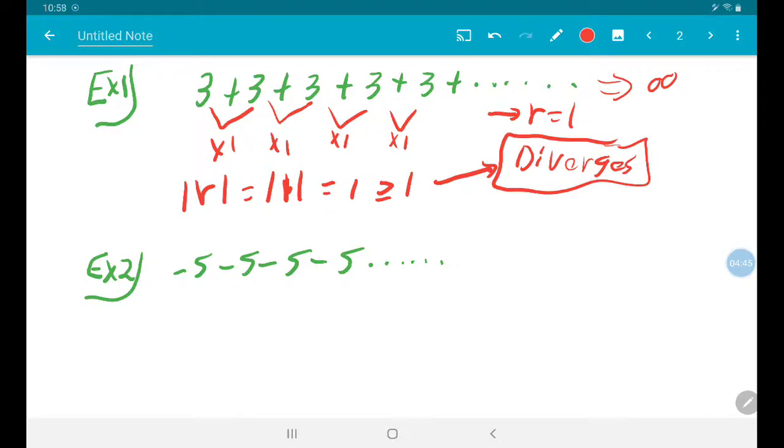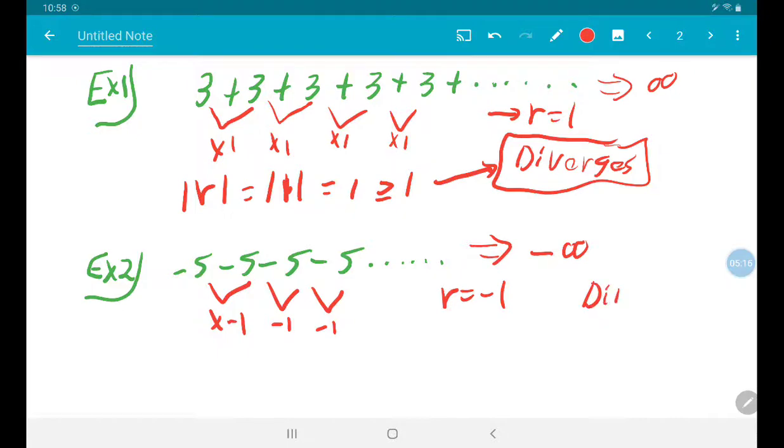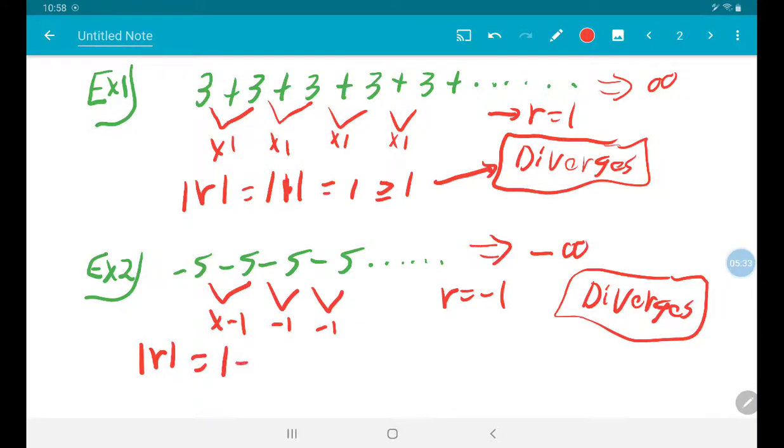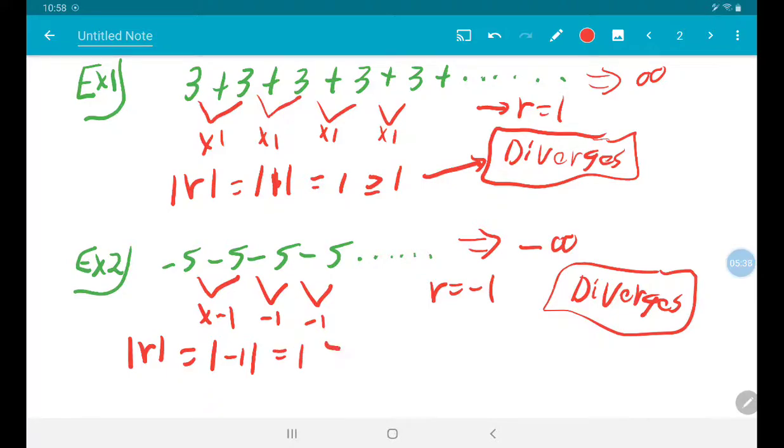Next one. This one is a geometric series as well, only this time I'm multiplying by negative 1. So I get a series whose ratio is negative 1. Now again, just intuitively, you can see what's going to happen. If I have a -5 and I subtract 5 more and I subtract 5 more, this is going to approach negative infinity, which also means it's going to diverge. Again, with respect to the geometric series test, the absolute value of the ratio, in this case the absolute value of -1, is 1, which is greater than or equal to 1, which means the series diverges. So whether the ratio is positive or negative really doesn't have an effect.